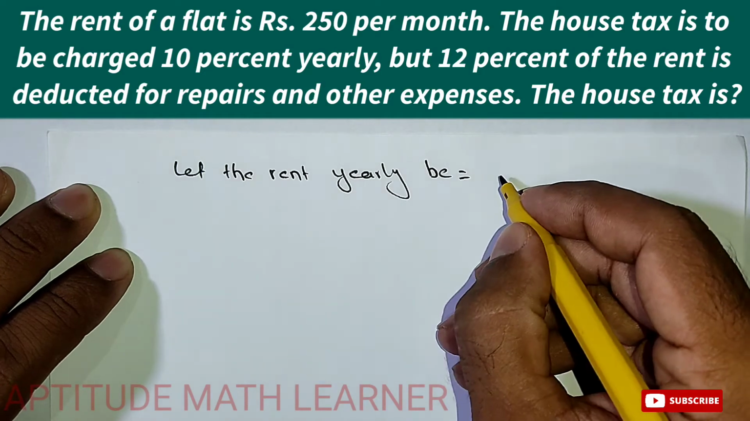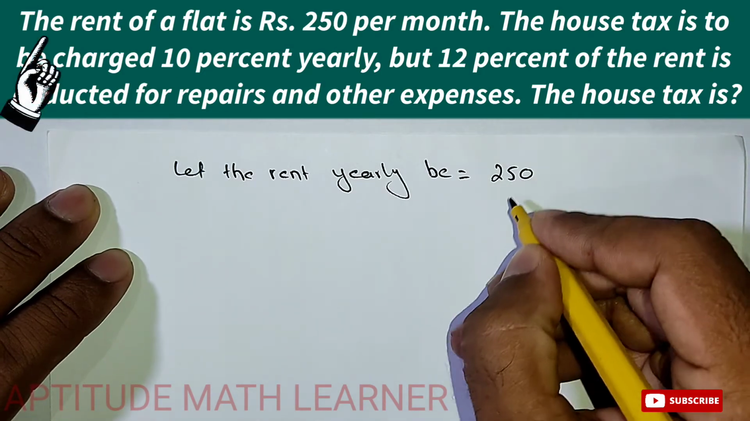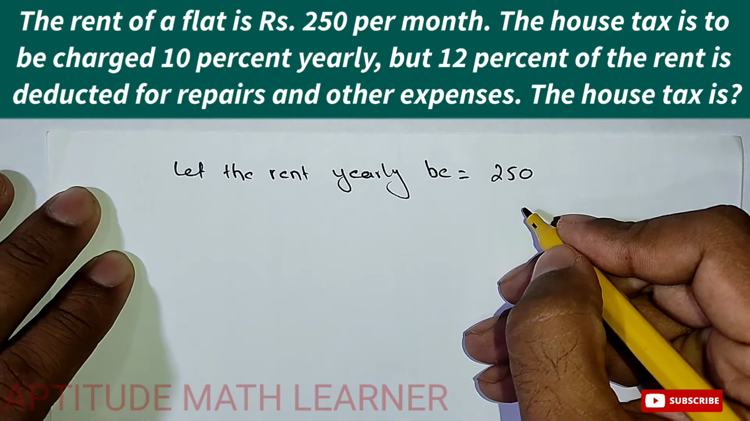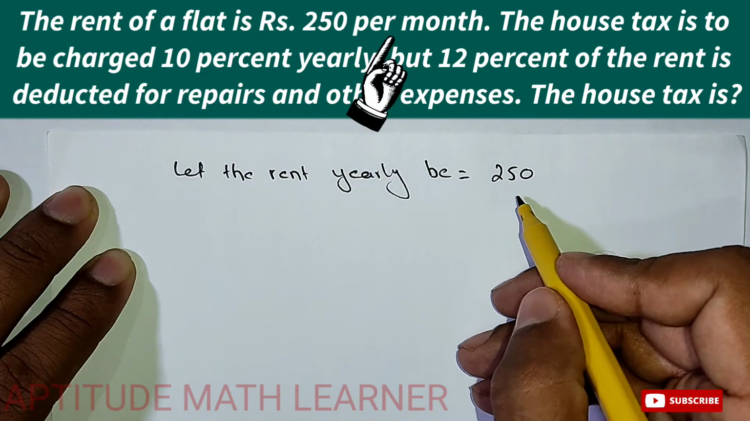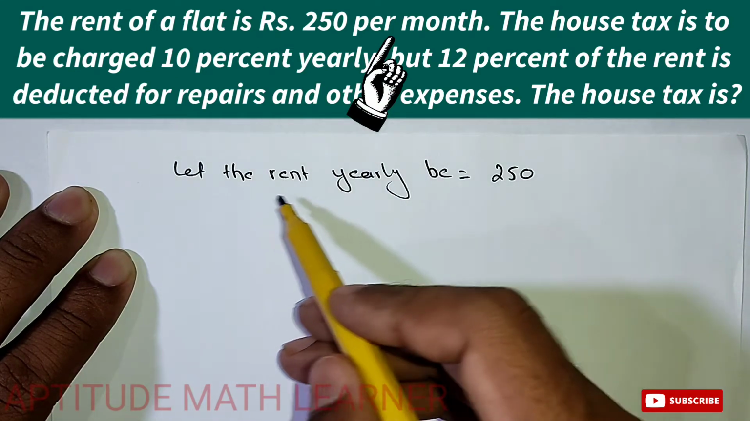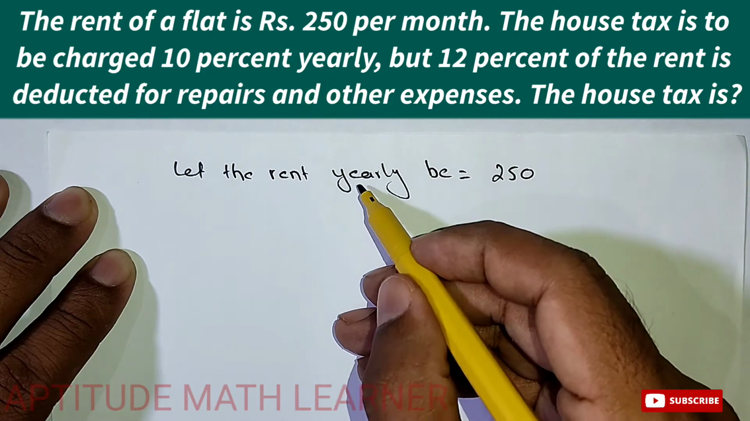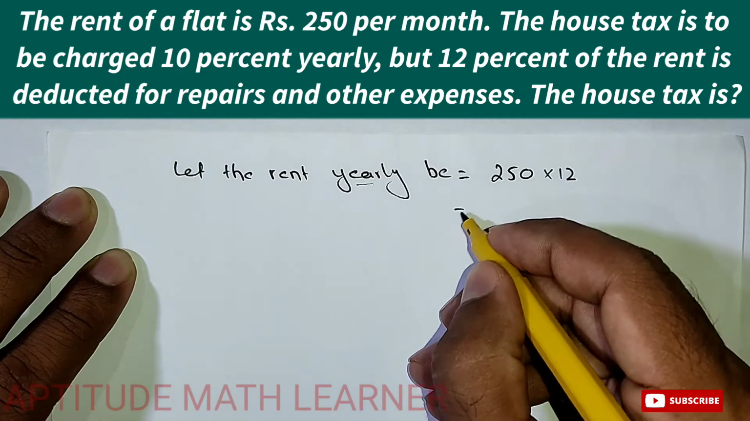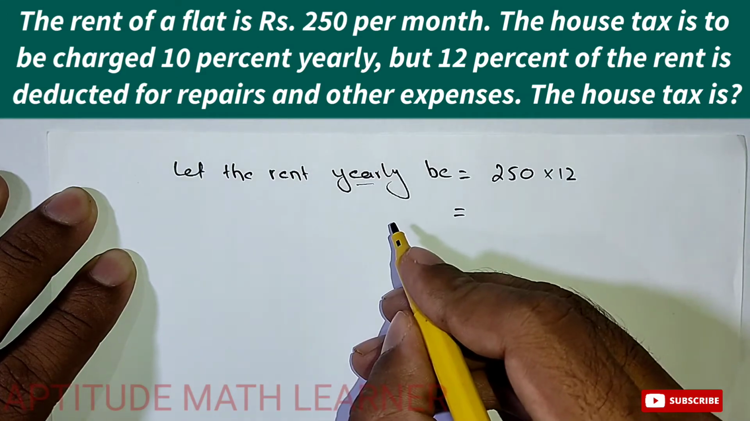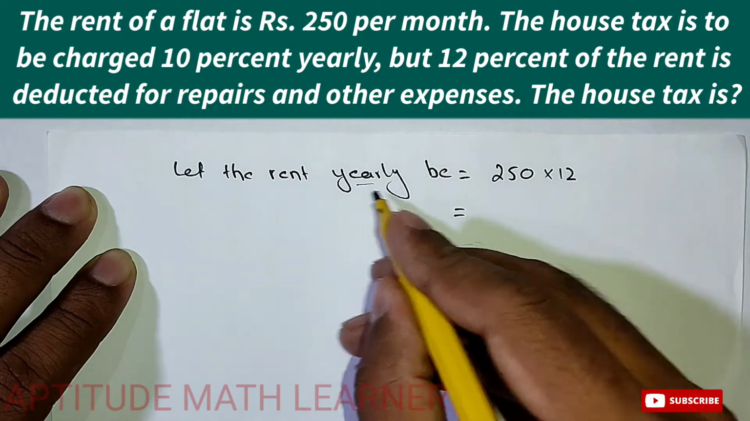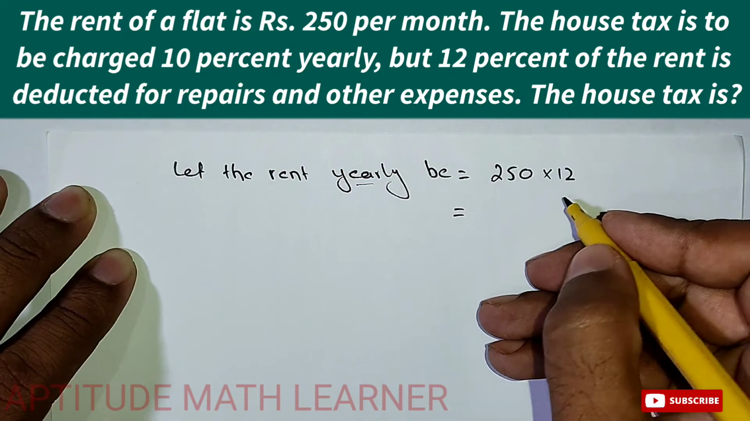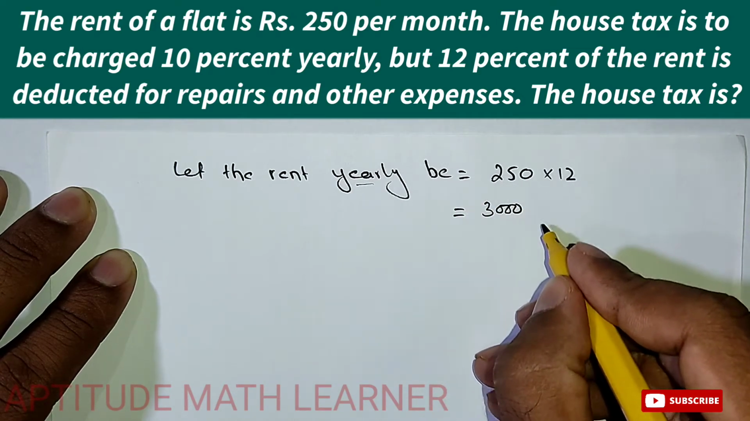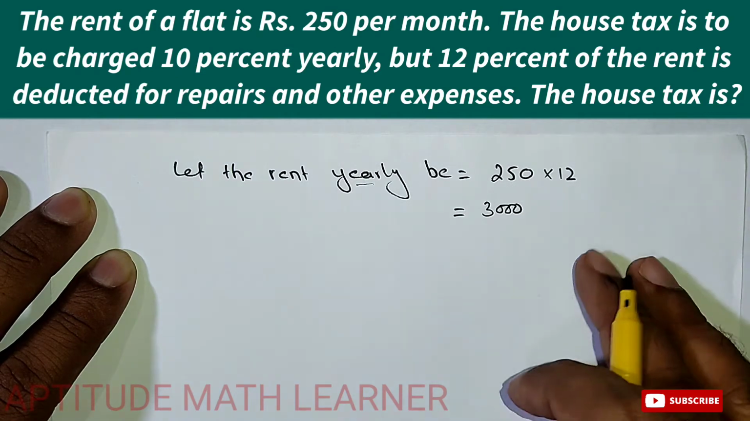So per month we have 250. So 250 is the rent which he pays per month. Each month he pays 250. So for yearly, let the rent yearly be, how much? 12 months. So for 1 year or 12 months, 250 multiplied by 12, that is 3,000. So this is the amount which he has to pay yearly.